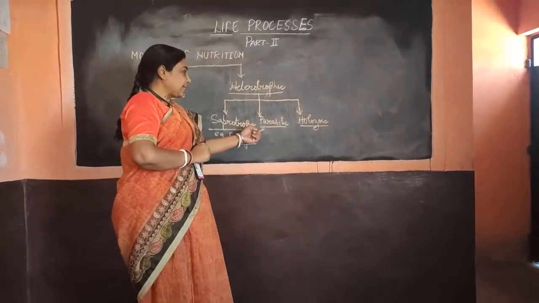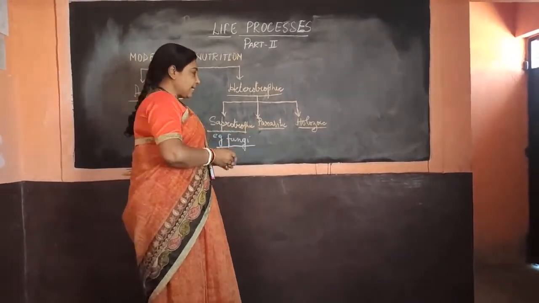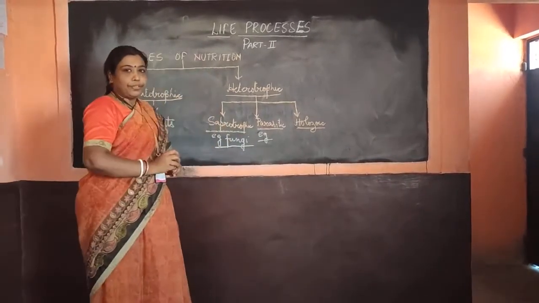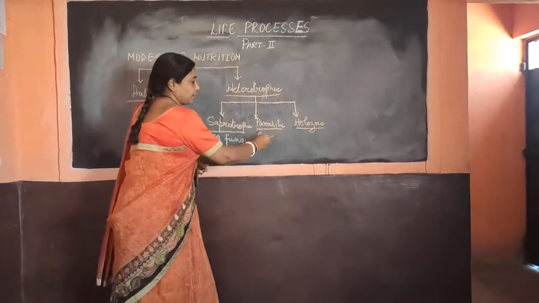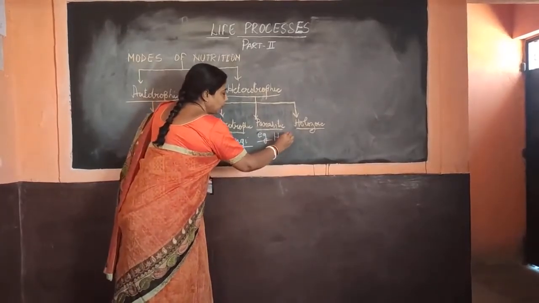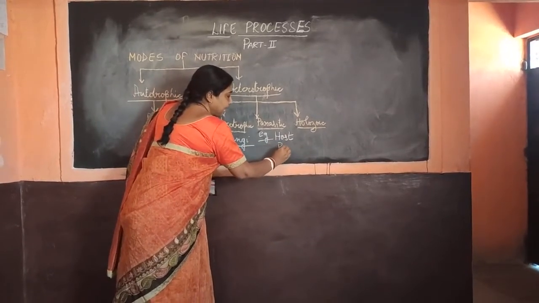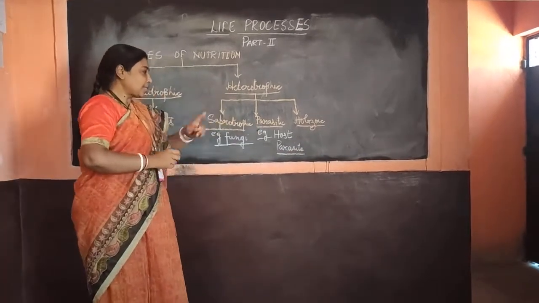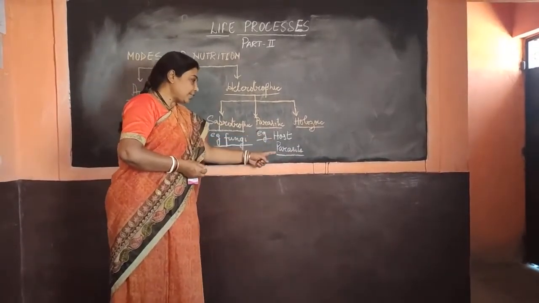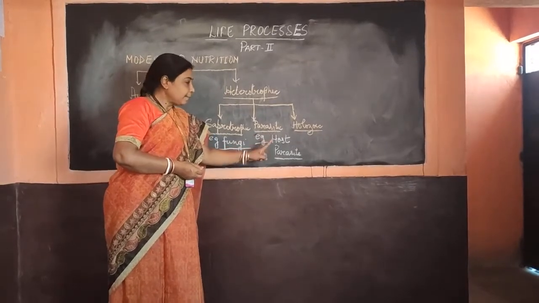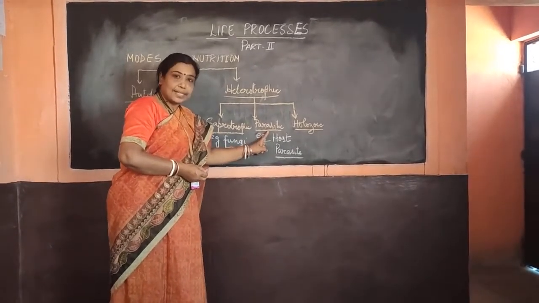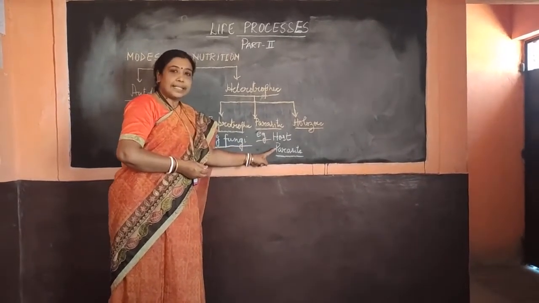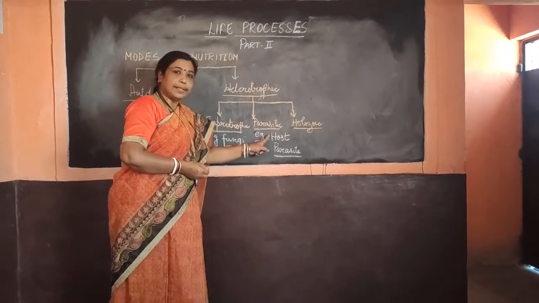Then we have the parasitic mode of nutrition. The parasitic mode of nutrition, very interesting one. You see in parasitic mode of nutrition, 2 organisms of course are involved. One is the host, the other one is the parasite. Who is the host? Host is the organism on which the parasite is totally dependent for food as well as shelter. Means the host is at a disadvantage and the parasite is taking the total benefit from the host.